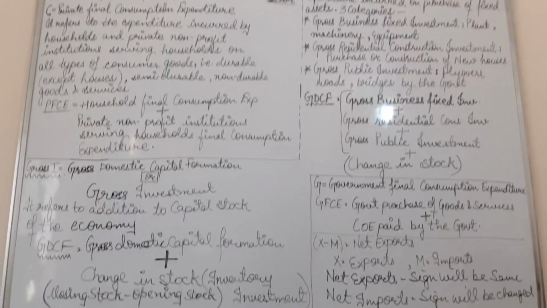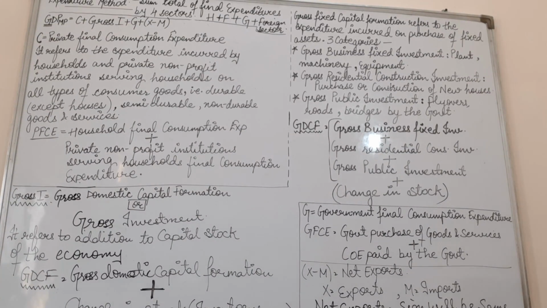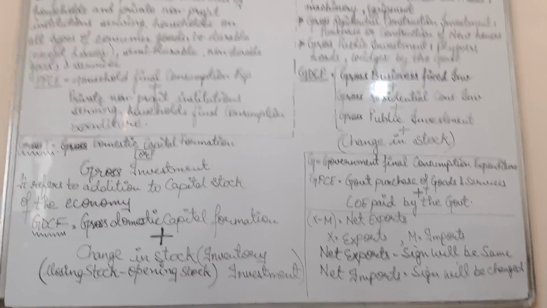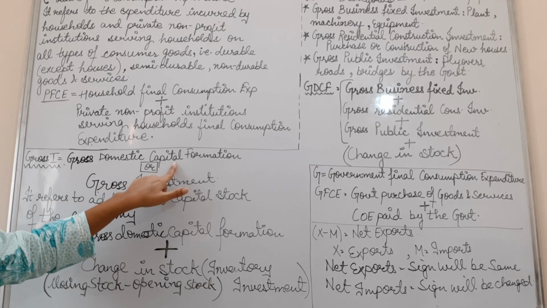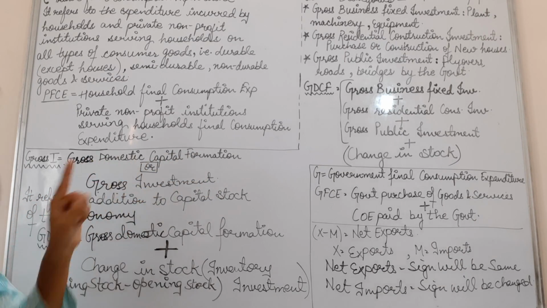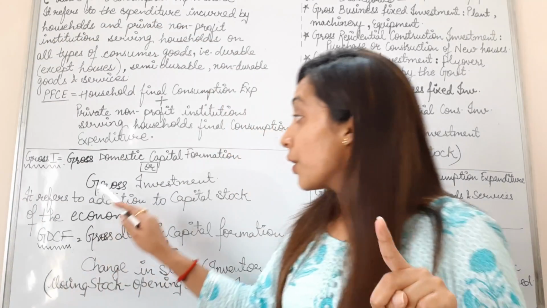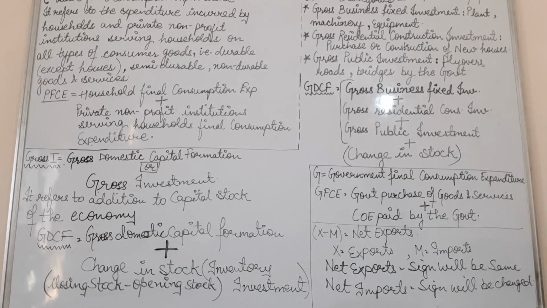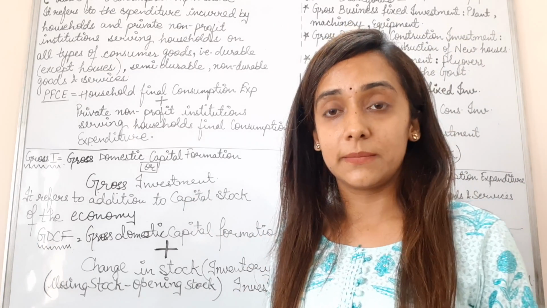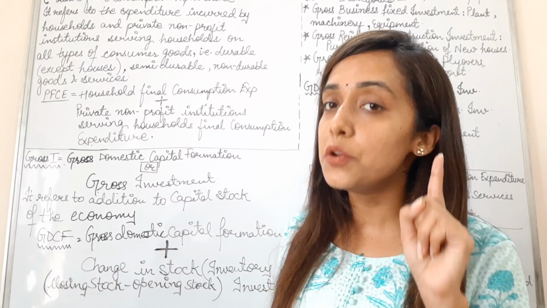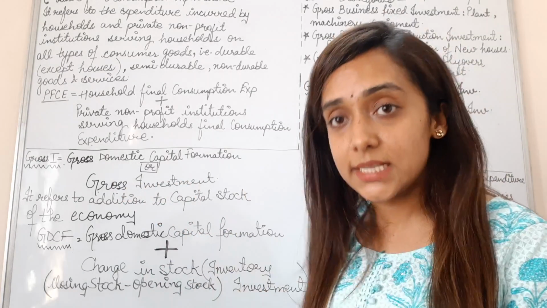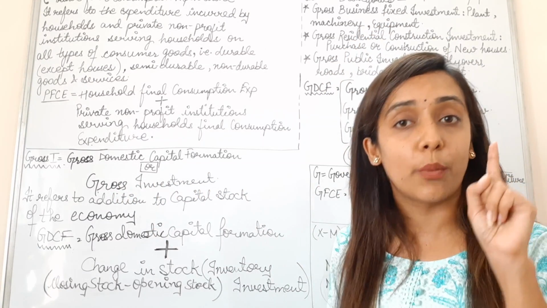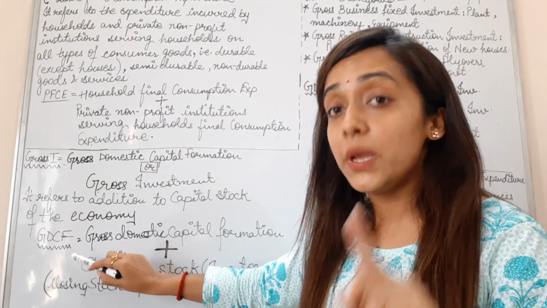Gross domestic capital formation. What is written in gross I? That is your gross domestic capital formation. Or what is its second name? That is gross investment. Either it is gross domestic capital formation or it is gross investment. If in the question, in the numerical, it is not given directly, that is gross domestic capital formation is not given directly in the question, then what will be given?